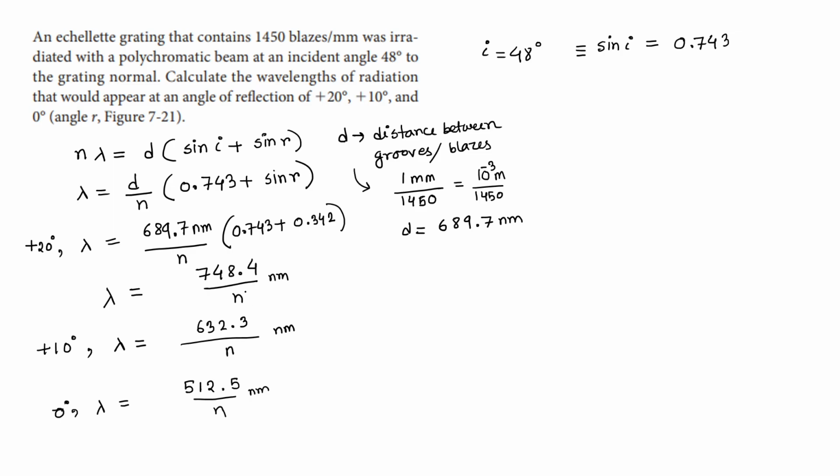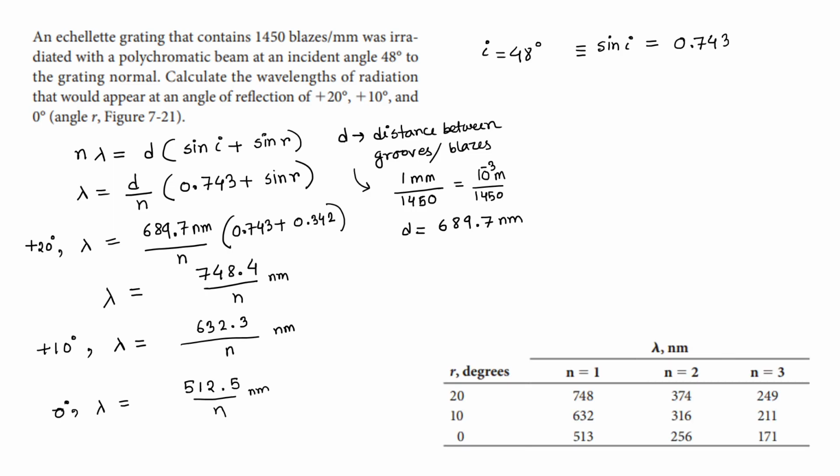If it is n equals to 1, then you are going to get 748.4 for plus 20 degree reflection. If it is a second order, then you are going to get half of that. If it is a third order, then it is going to be like that. But always remember, the intensity of the first order diffraction is always very, very higher than the second order and then the third order. So I have a table for the same.